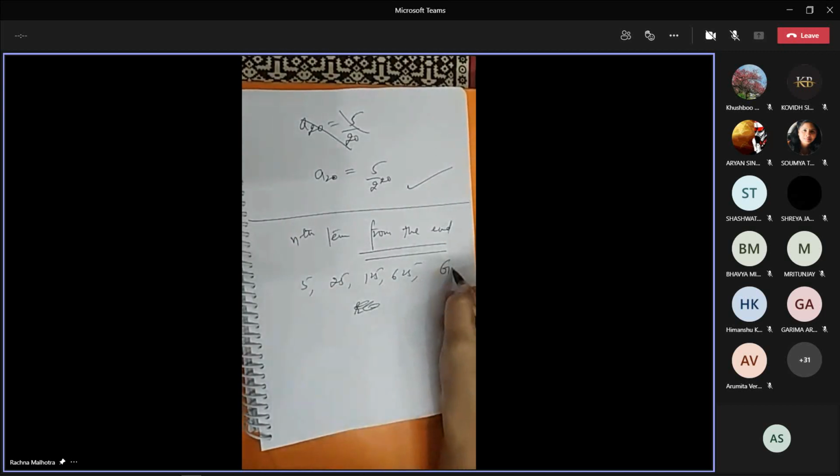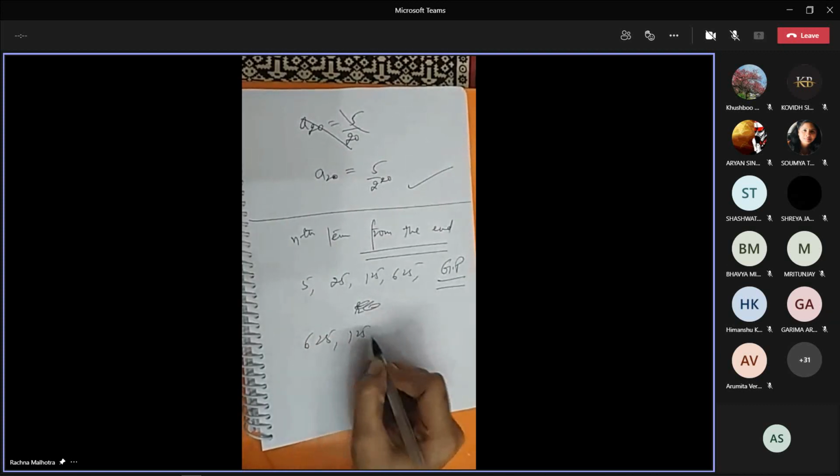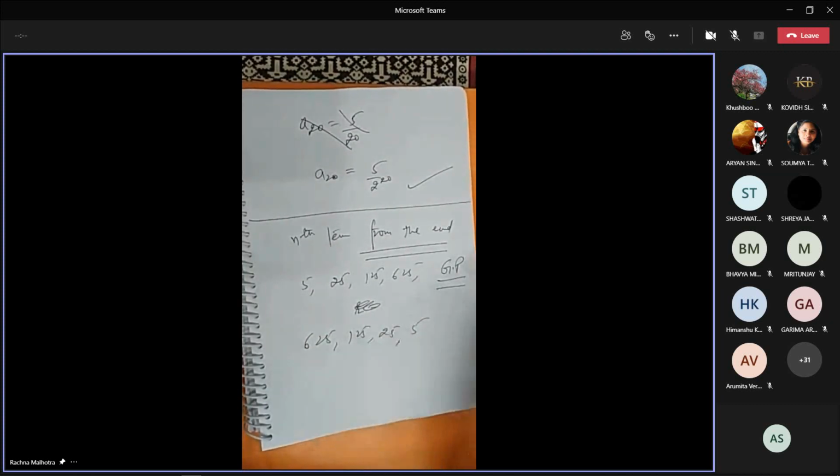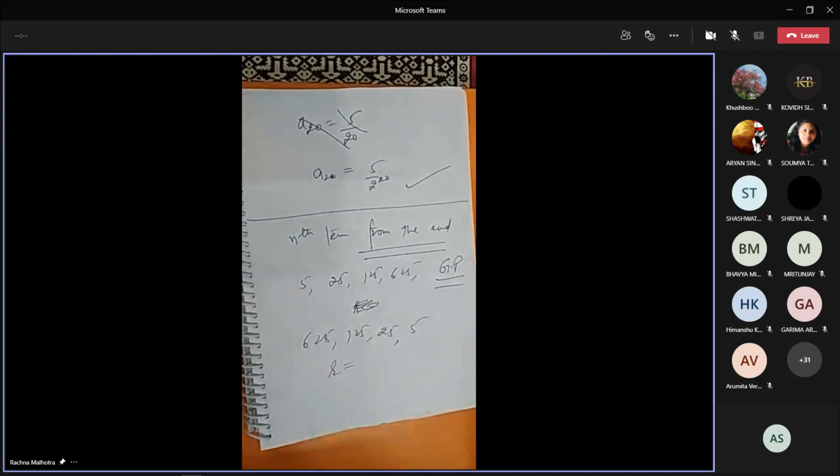Actually this is a GP. But from the ending we can also write it as 625, 125. अब ऐसे लिख सकते हैं. Now what is R? Please tell me. What is R?